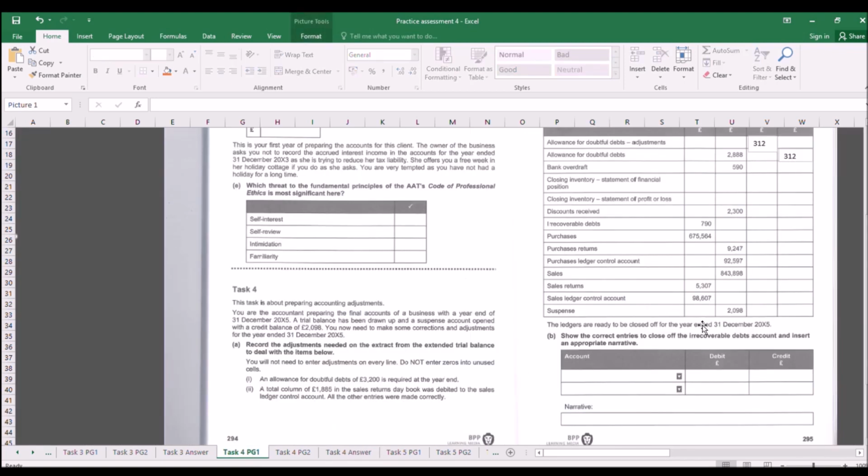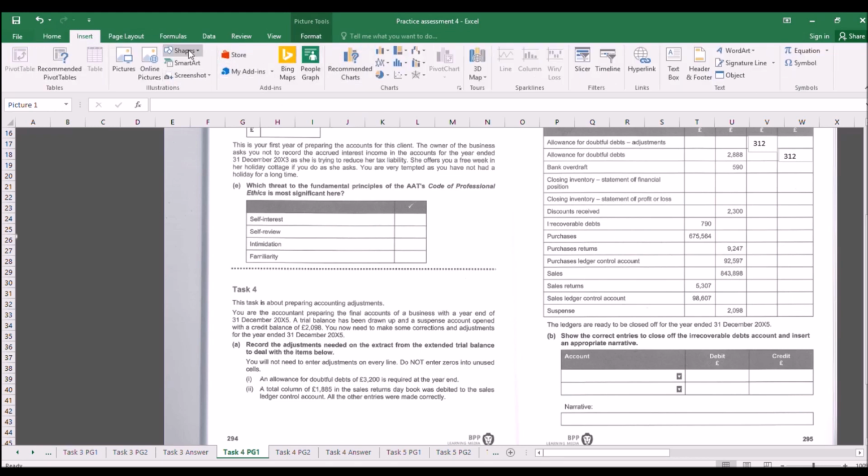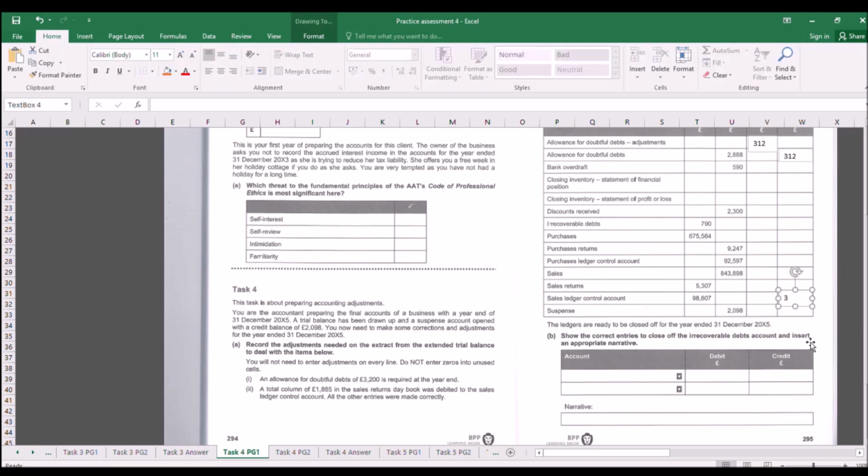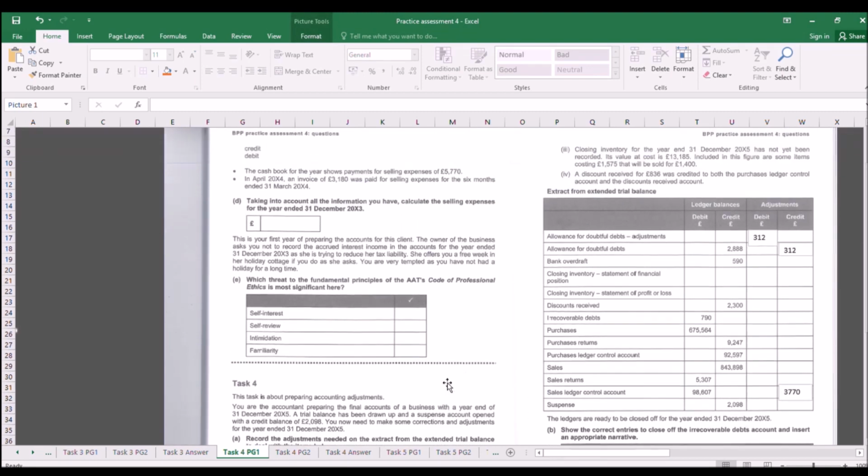Let's go and find out where this one is in here. Sales ledger control account down here. So we're going to be going credit the sales ledger control account. We must also have somewhere a suspense account. Oh, there it is there. But it's not 3770, so let's not panic. We must have some other errors somewhere along the lines. Okay, so we've got that in there.